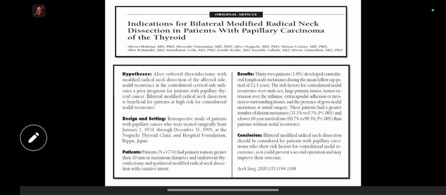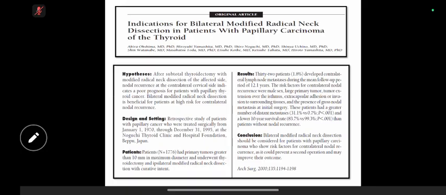Again, this article by Oshima et al., indications for bilateral modified radical neck dissection, was published in the year 2000, with papillary carcinoma of thyroid. The main purpose of this study was that after subtotal thyroidectomy with modified radical neck dissection of the affected side, nodal recurrence at the contralateral side indicates a poor prognosis for the patient. So, bilateral modified radical neck dissection, whether it is beneficial for high-risk patients with respect to contralateral nodal recurrence.